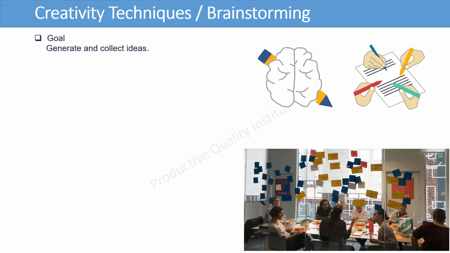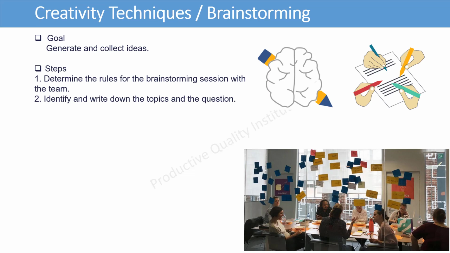The goals of brainstorming are to generate and collect ideas. The steps are: 1. Determine the rules for the brainstorming session with the team. 2. Identify and write down the topics and the question.